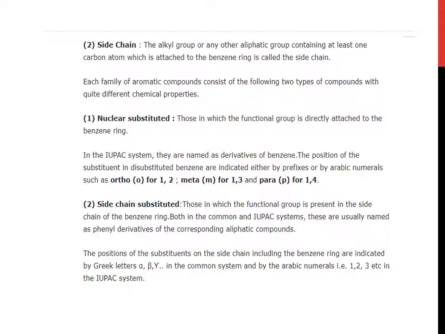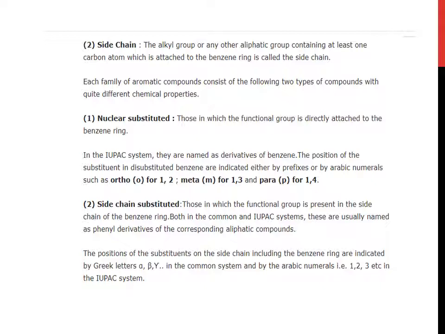Side chain: the alkyl group or any other aliphatic group containing at least one carbon atom which is attached to the benzene ring is called the side chain. Each family of aromatic compounds consists of the following two types of compounds with quite different chemical properties. Number 1, nuclear substituted, those in which the functional group is directly attached to the benzene ring.